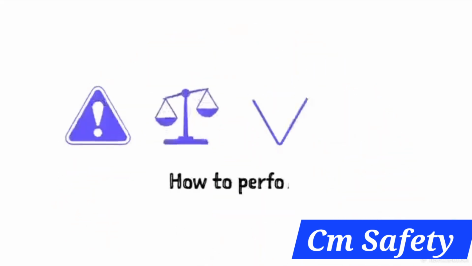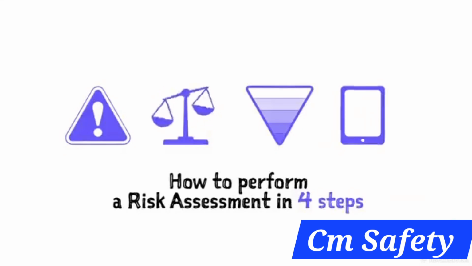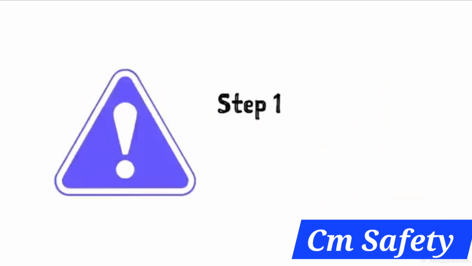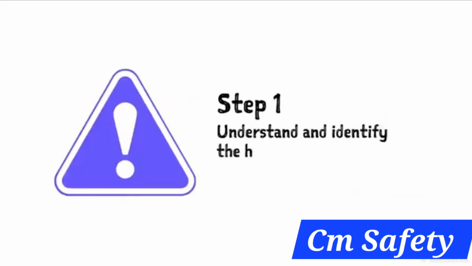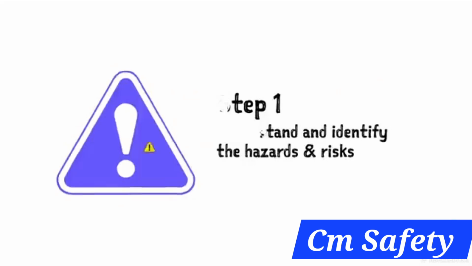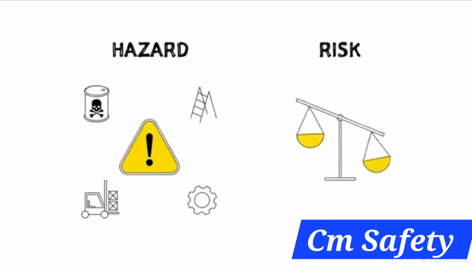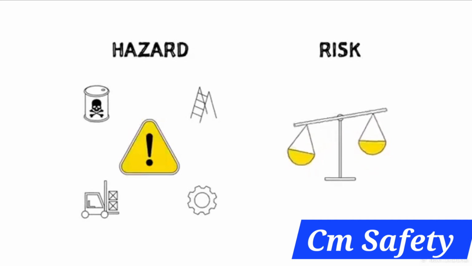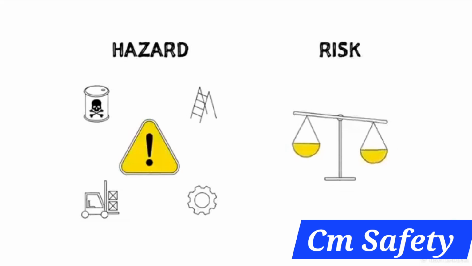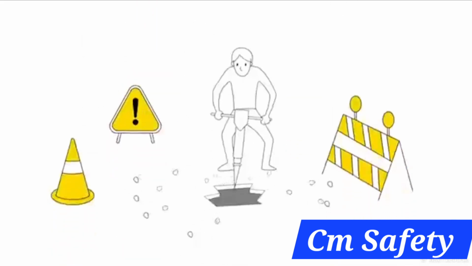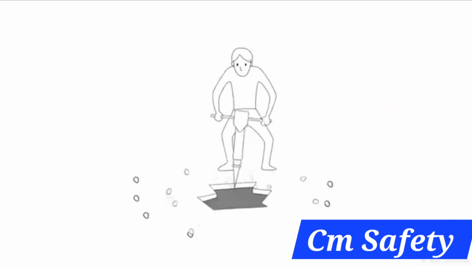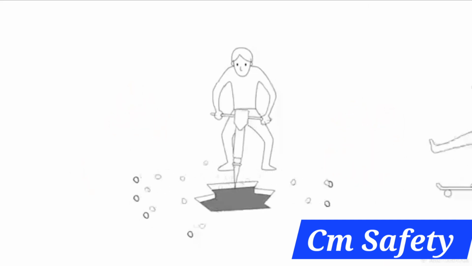How to perform a risk assessment in 4 steps. Step 1. Understand and identify the hazards and risks. A hazard is something that has the potential of causing harm to people, property, or the environment, while the risk is the likelihood of a hazard to cause harm or damage under defined circumstances. For example, the hazard could be an excavation hole, and without proper barricades and warning signs, there is a risk that someone would fall in by accident.